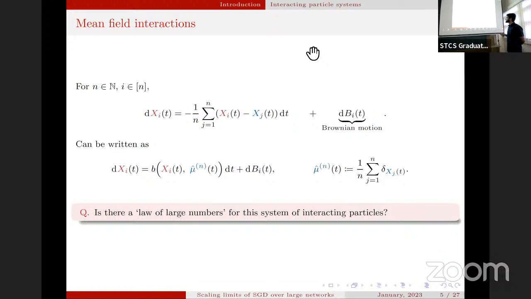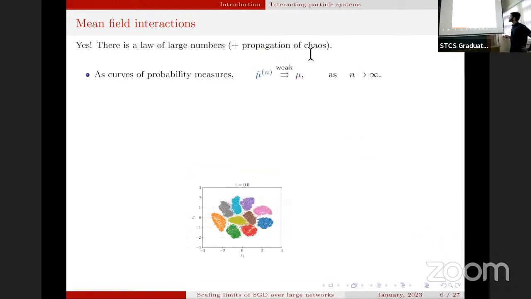So the question then to ask would be, for every i I have this SDE in my hand, and there are n many SDEs in my hand. Is there a law of large numbers for the system of interacting particles, so that I can compactly write a single equation or describe the evolution of so many particles as n goes to infinity? Maybe in the weak sense. It does, yes, there is a law of large numbers, and on top of that there is something called propagation of chaos. I'll come to that at some point.